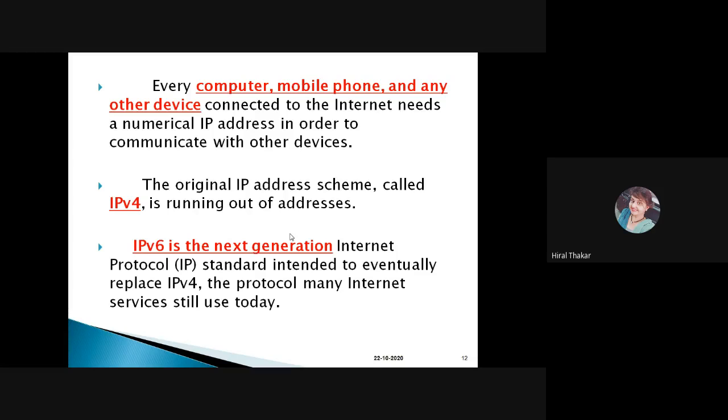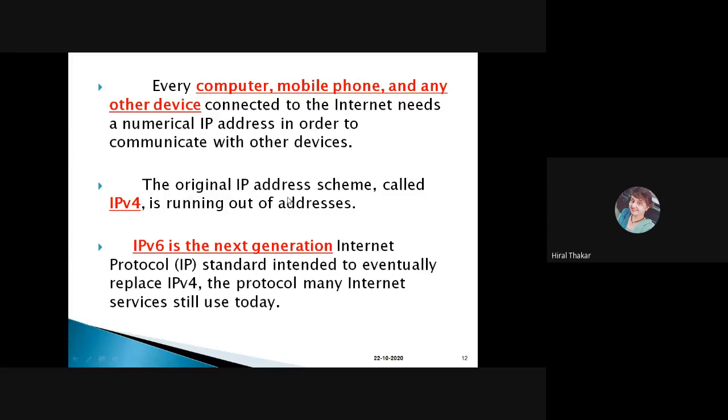So what will we do on the internet? Ultimately we will only exchange information. To exchange information we need addresses. All the devices on the internet exchange information, so they must have an address. This address is known as an IP address. We use the IP address to identify that particular device. It can be anything, a computer, a mobile phone or any device. It should have an IP address in order to communicate with other devices.